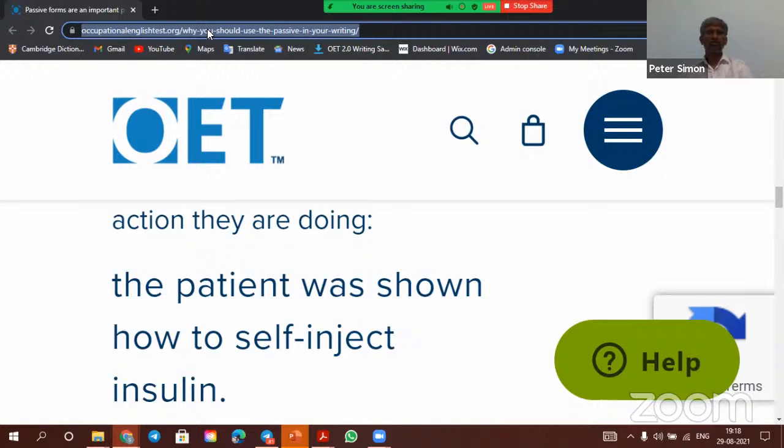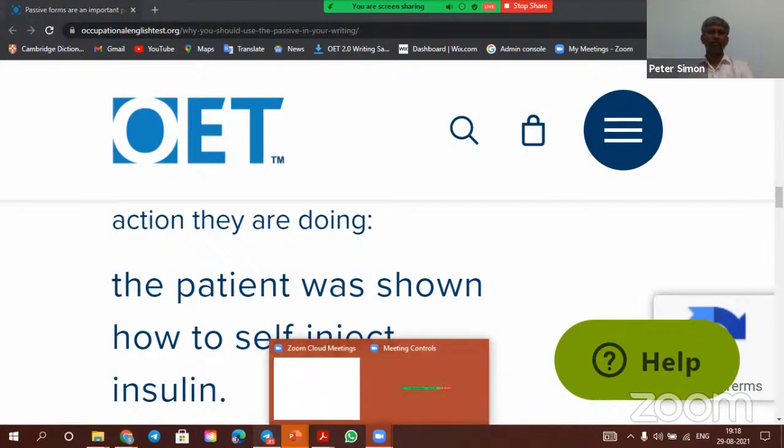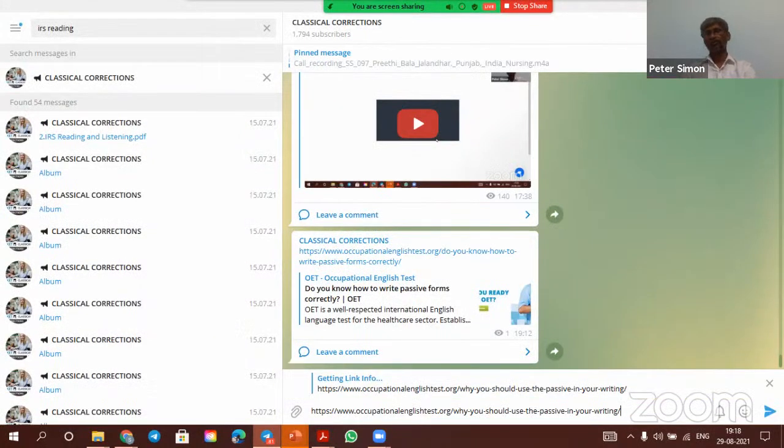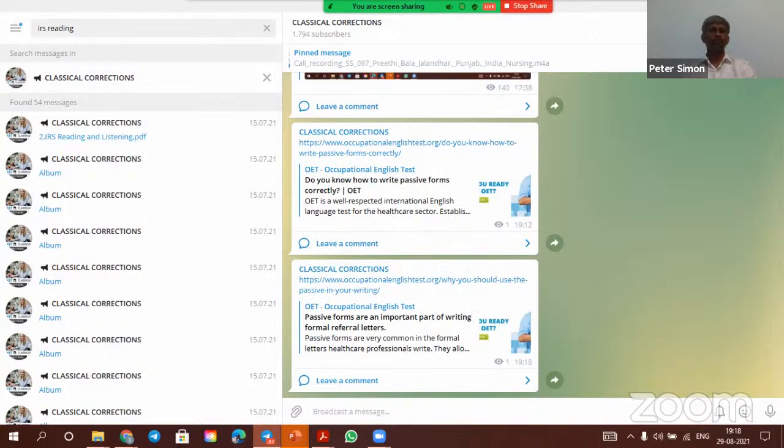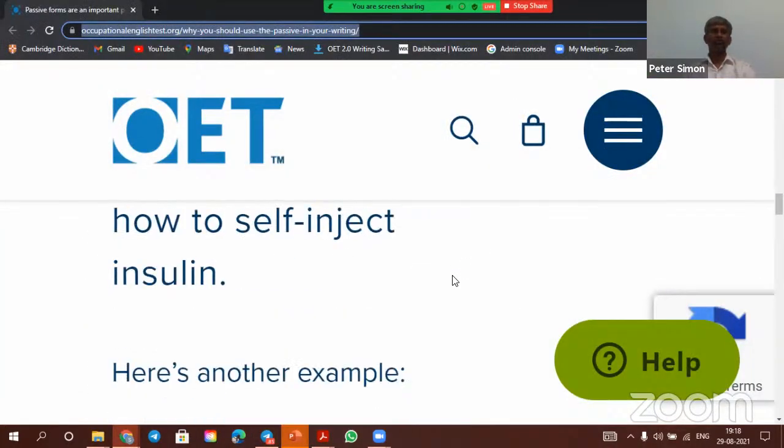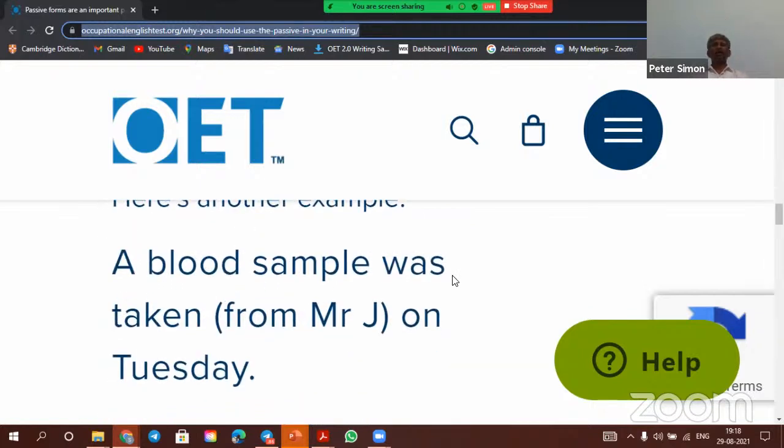Nobody will read all these things. Nobody will read. If you read, you will be benefited. If you don't read, no one is going to get any loss, only you. A blood sample was taken on Tuesday from Mr. John, also not needed. Blood sample was taken on Tuesday, finished.